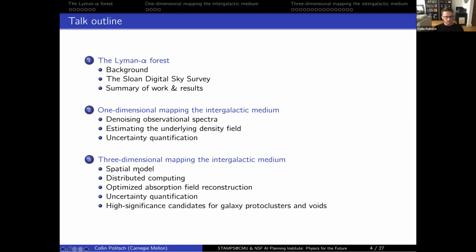Spatial modeling is very expensive, and we're mapping a very, very large volume of the universe. So we're going to rely on some distributed computing here. I'm going to talk about optimality because I'm a statistician, and likewise, I'm going to talk about uncertainty quantification. And then our first order science that we do with this map is to catalog statistically significant candidates for galaxy protoclusters and cosmic voids in the matter distribution.